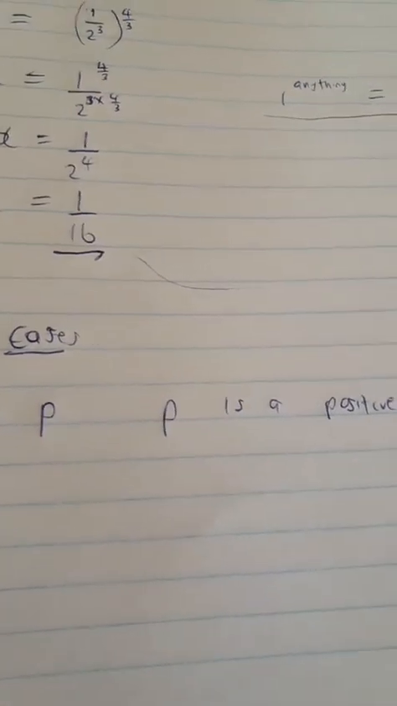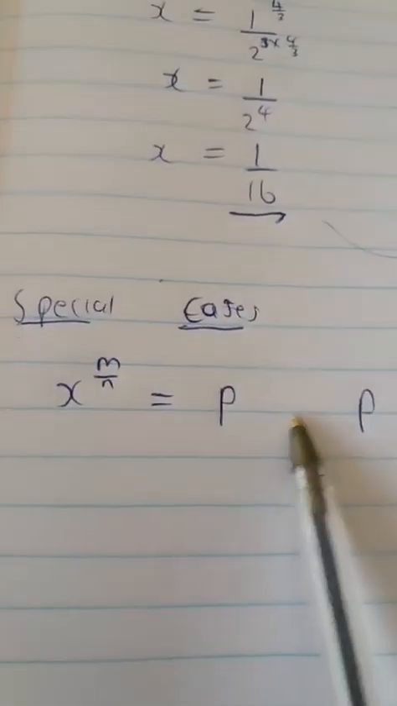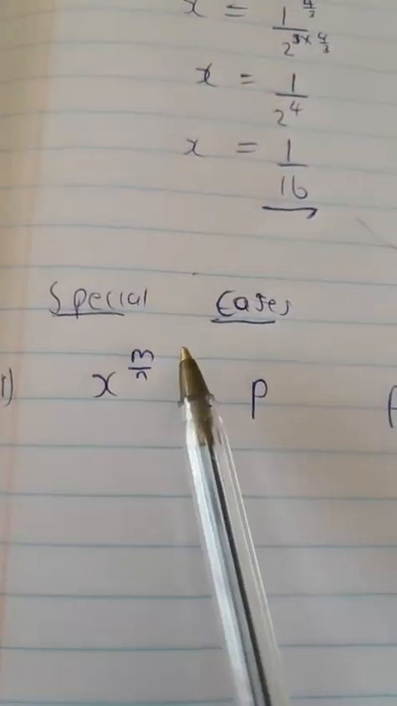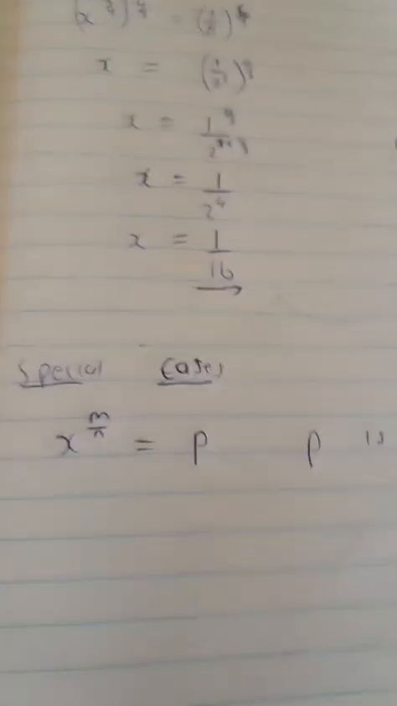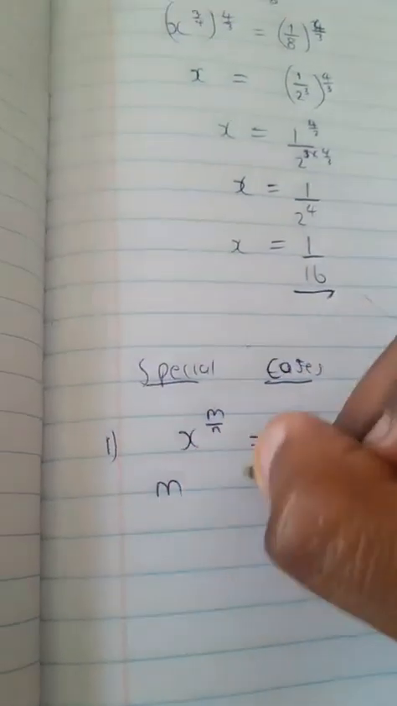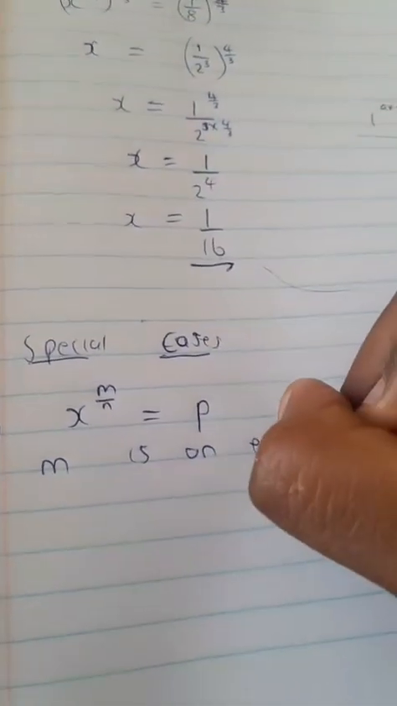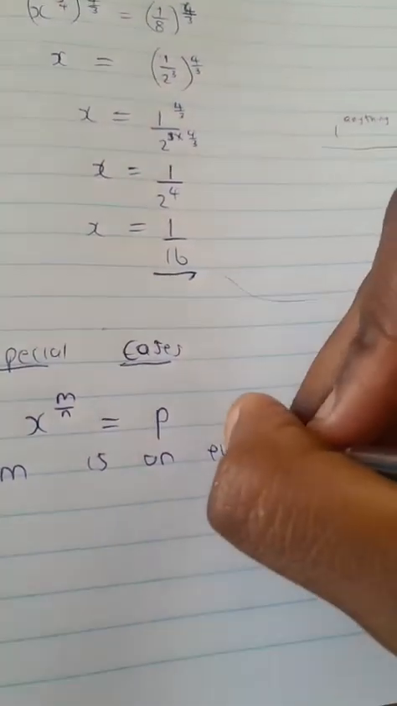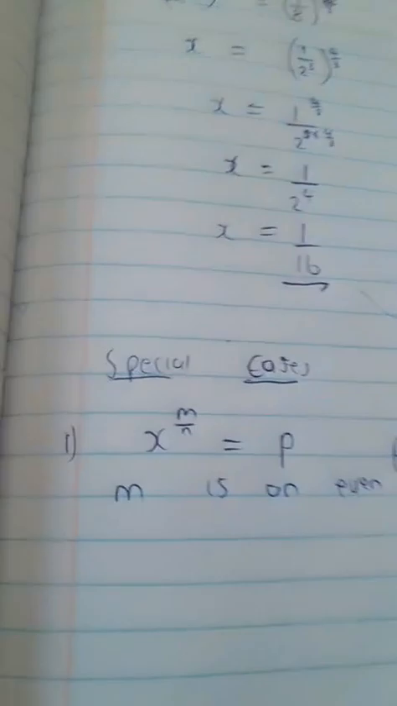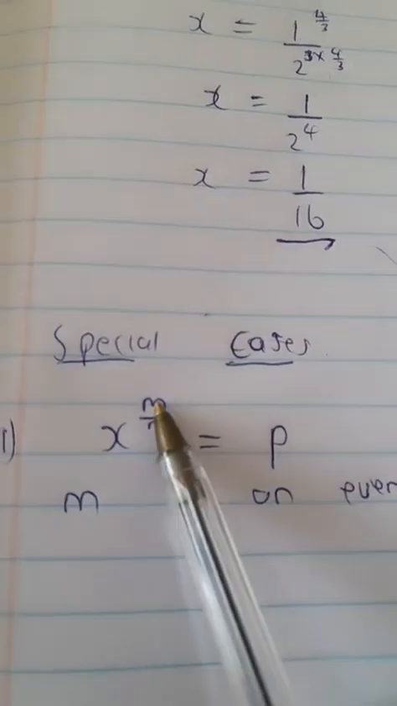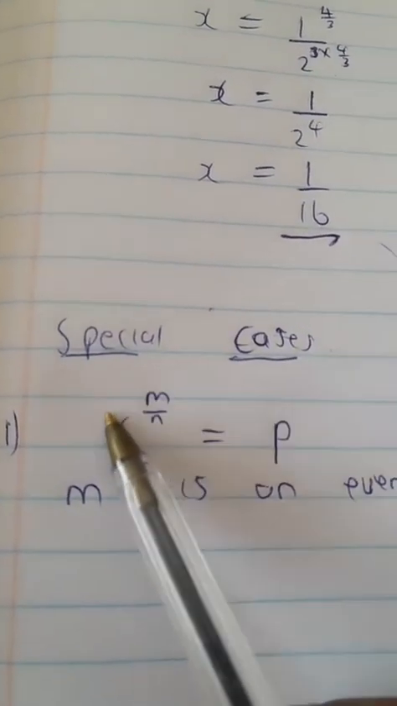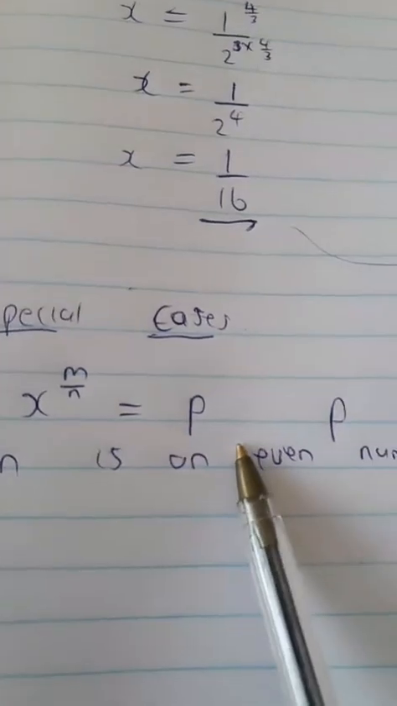P is a positive number, generally speaking. So I repeat, if we have x to the power m over n is equal to p, this is general. You could replace the m and the n and the p with any real number, but we are acknowledging that p in this case is a positive number, and m is an even number. So take note: p is a positive number, but m, what is m? M is the numerator value of our rational fraction, and m is an even number.